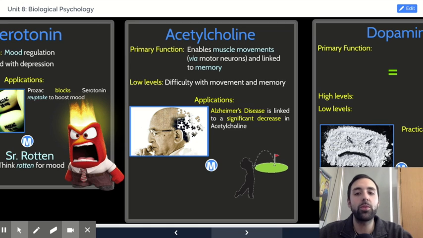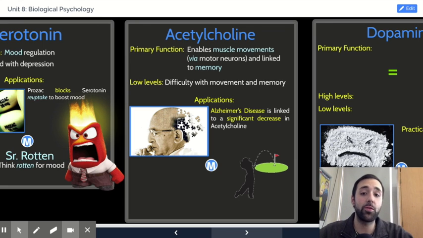But for our purposes, the 2 key functions of acetylcholine is that acetylcholine is the neurotransmitter that enables muscle movements, specifically via motor neurons. Earlier in this unit, we talked about motor neurons enabling muscle movement, such as turning the wheel if you're driving, lifting up a pen. Well, to be more specific about that process, acetylcholine is the neurotransmitter active in the synapses of motor neurons that actually enable that muscle movement.